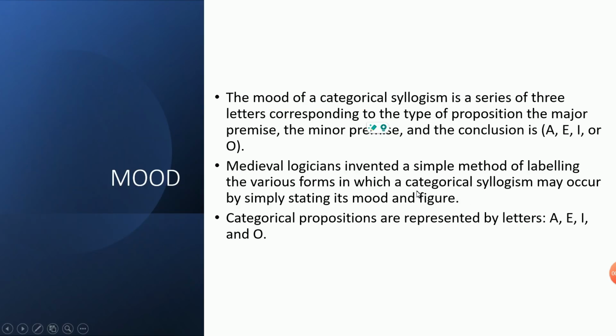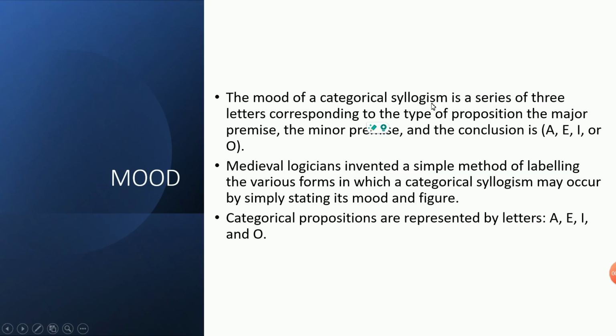So moving on. First, mood. So what is a mood? When we usually speak, we say "I don't have a mood to work out or something," and we will say no. So that is similar to here, because a mood is a thing which describes the emotion delivered in the statements. So they have given here the mood of a categorical syllogism.